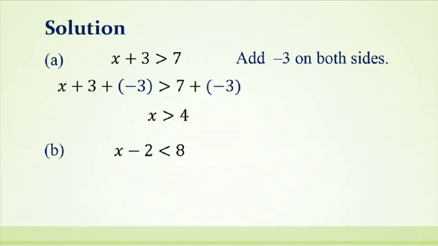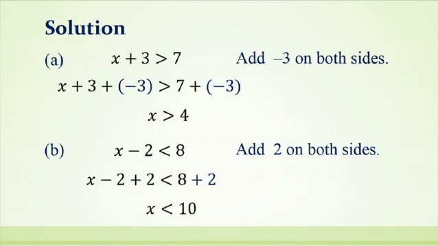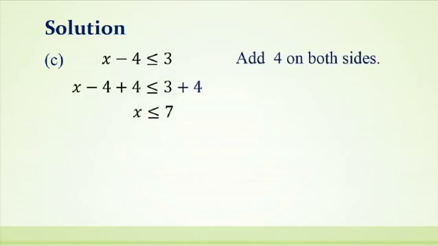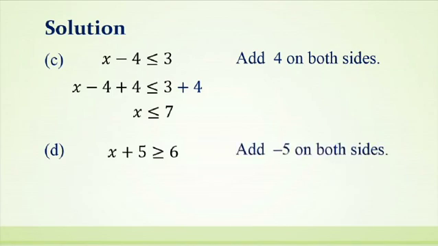Part B, x - 2 < 8. So again, I will add the additive inverse of -2, which is 2, to both sides to get x < 10. Part C, x - 4 ≤ 3. So I add 4 to both sides to get x ≤ 7. Part D, x + 5 ≥ 6. I add -5 to both sides and get x ≥ 1.